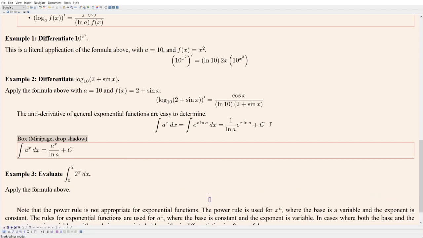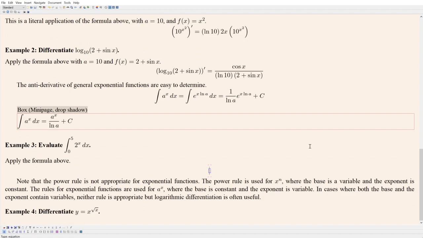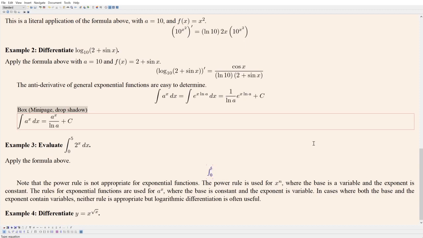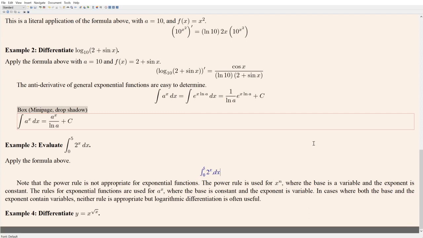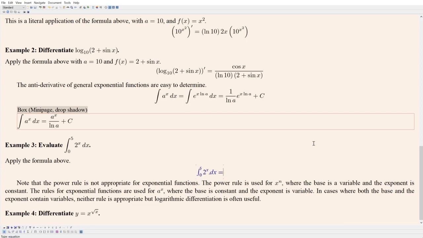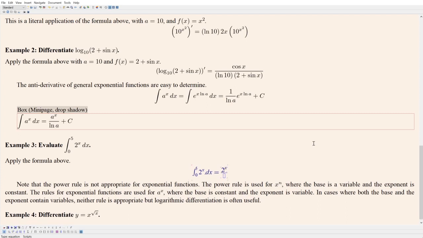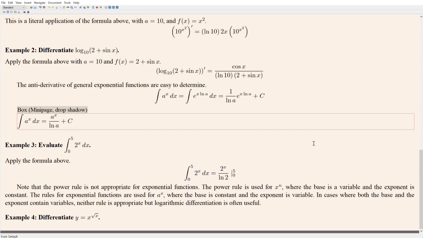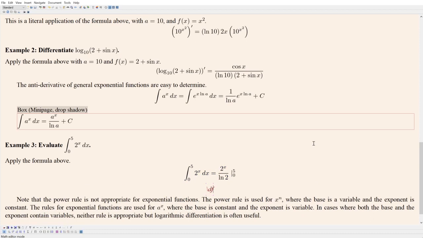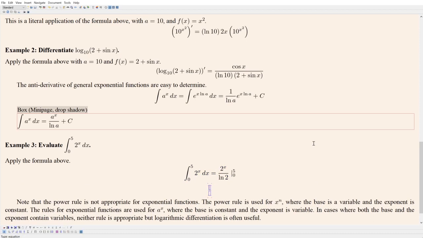So here's an example, which is literally just applying this formula. So the antiderivative of 2 to the x is 2 to the x divided by log 2. That's it. That's all there is to it. Now, because this is a definite integral, we have to deal with the upper and lower limits, but, I mean, that's easy enough.